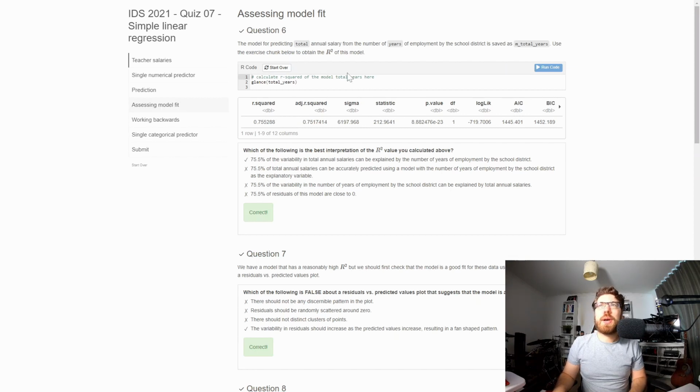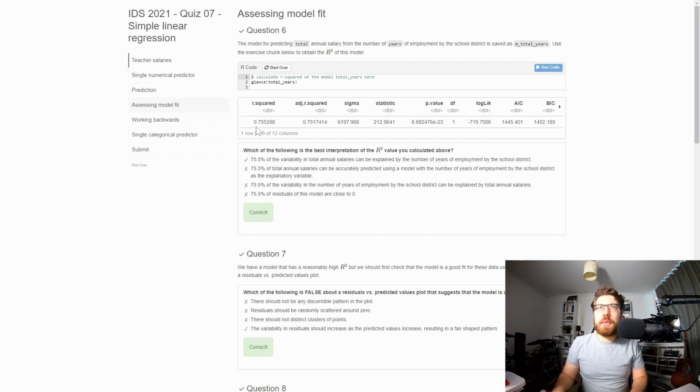So the first question asks us to assess this model. It's trying to predict a total annual salary from the number of years that someone has been employed. Okay, and then there's this R squared of the model here that we can see, along with a number of other output that the question's not asking us to have a look at, so I won't spend any additional time explaining them. And so which of the following is the best interpretation of the R squared value that we have here as calculated above? Okay, so they're all 75% of something.